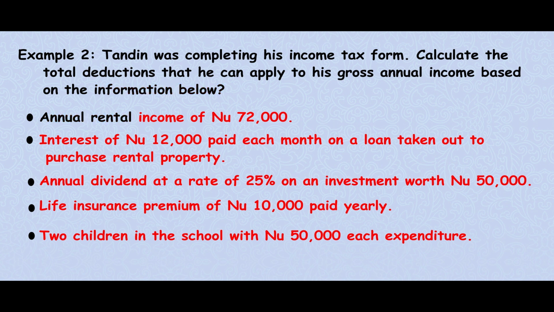Annual rental income of Nu 72,000. Interest of Nu 12,000 paid each month on a loan taken out to purchase rental property. Annual dividend at a rate of 25% on an investment worth Nu 50,000. Life insurance premium of Nu 10,000 paid yearly. Two children in school with 50,000 expenditure each. So this is the information, and on this information you have the deduction rates.